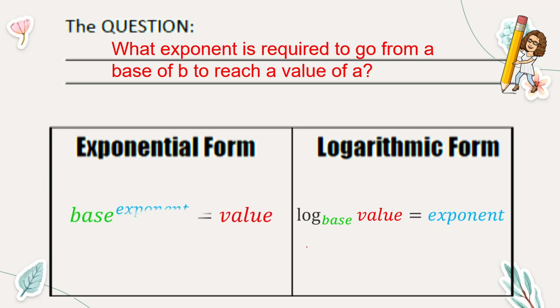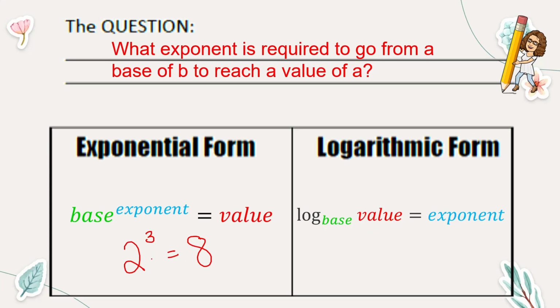So right now, exponential form is what you guys are used to. So like base to an exponent equals a value. For example, possibly like 2 to the third equals 8, right? 2 being the base, 3 being the exponent, 8 being the value. Now, what the logarithmic form does for us is it allows us to isolate the exponent. So it asks us, what's the exponent of a certain base to get this number?